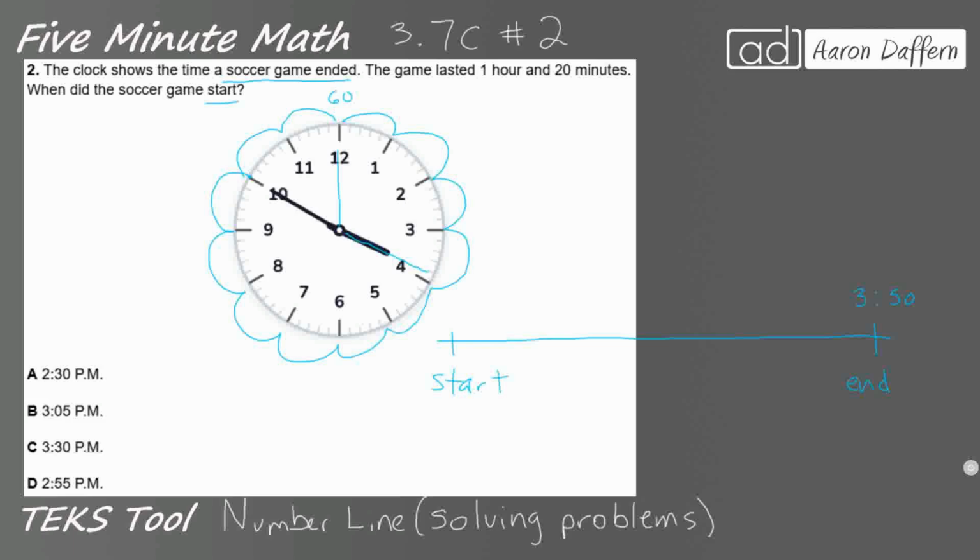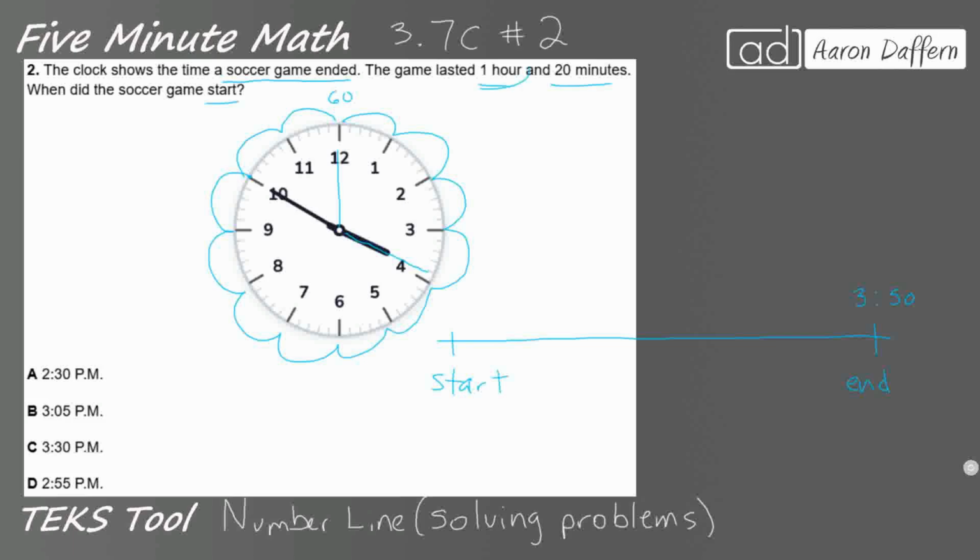Now, the game lasted 1 hour and 20 minutes. So this is what I suggest we do. It's always best to break this up into chunks. And I always like taking away the hours first and then the minutes second. Sometimes you can add and subtract just like normal, but sometimes if you need to borrow or regroup, you have to use a timeline like this because it doesn't work.